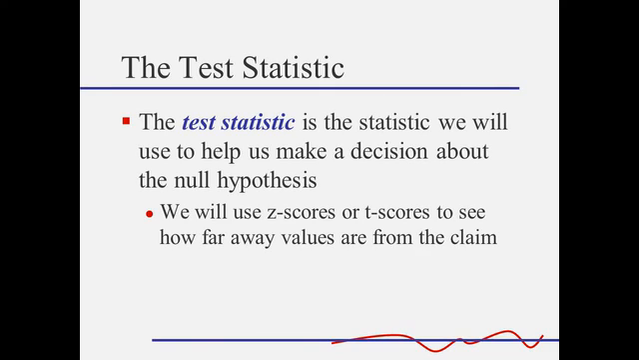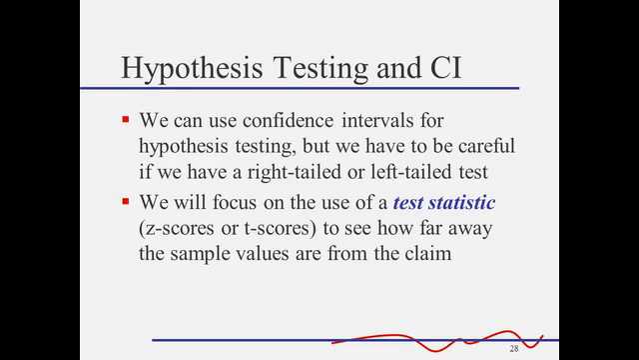In this first section, we are only practicing setting up the hypotheses. Eventually, we will practice how to take the sample data and compute a test statistic and use that test statistic to see if what we found in the sample gives us evidence or not against the null hypothesis. In summary, we can use confidence intervals for hypothesis testing to see if our sample values are likely or unlikely. However, we have to be careful if we have a right-tailed or left-tailed test. In this chapter, we're going to focus on the use of a test statistic to see how far the sample values are from the claim.